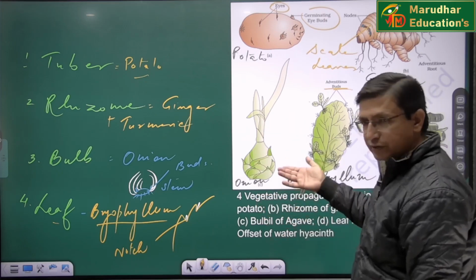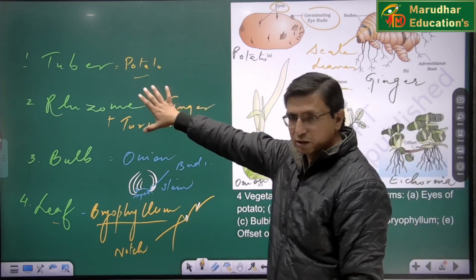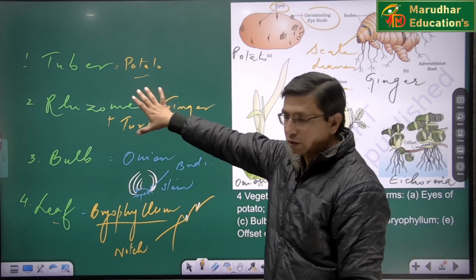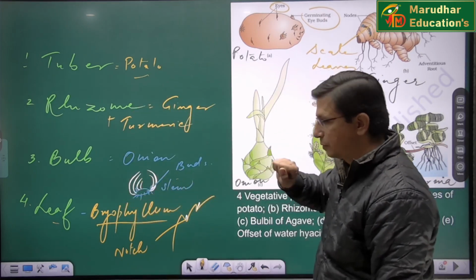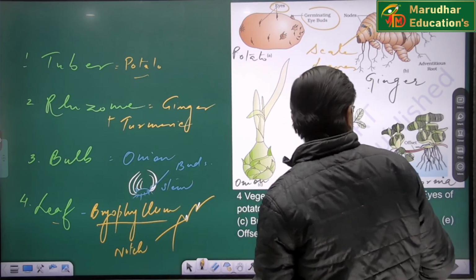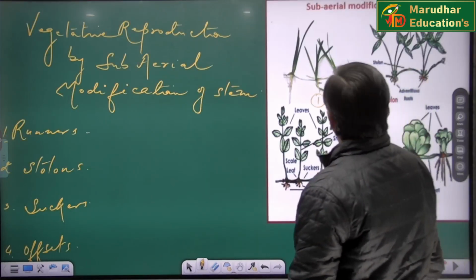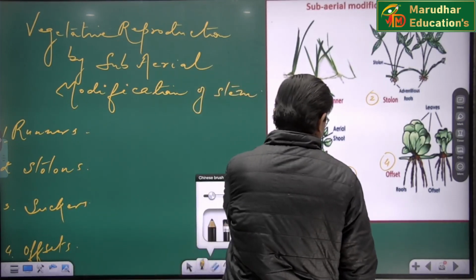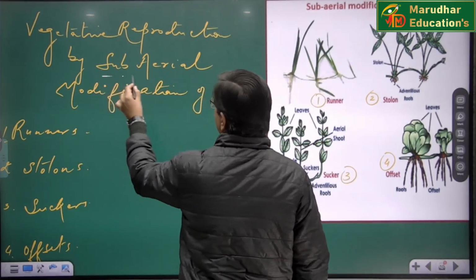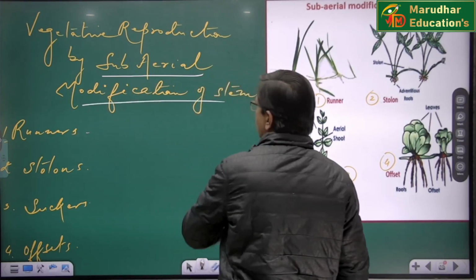So these three are modification of what? Stem. This is leaf. All have vegetative propagules. Now let us see another way of vegetative propagation by subaerial stem. This is subaerial stem. Subaerial modification of stem.